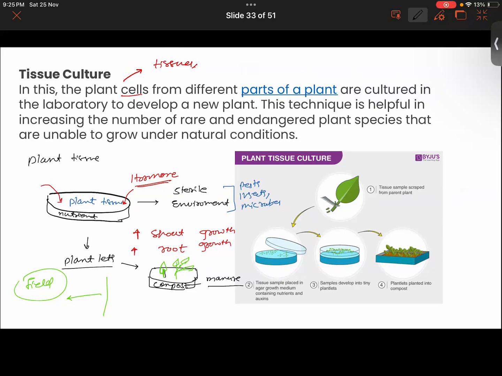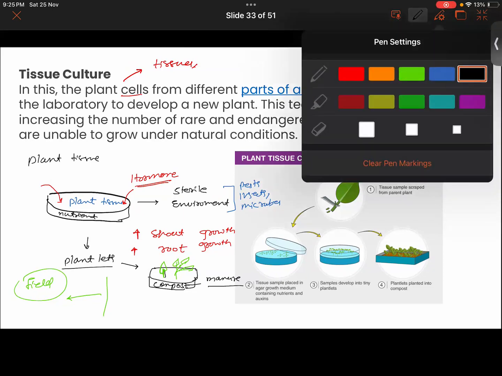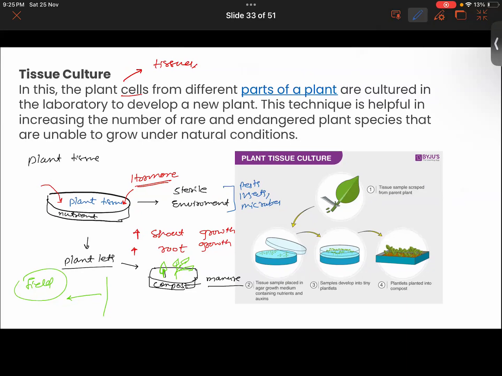Yes, sir. It's clear. Clear. Chakrika, clear? Yes. Vaika? Yes, sir. It's clear.